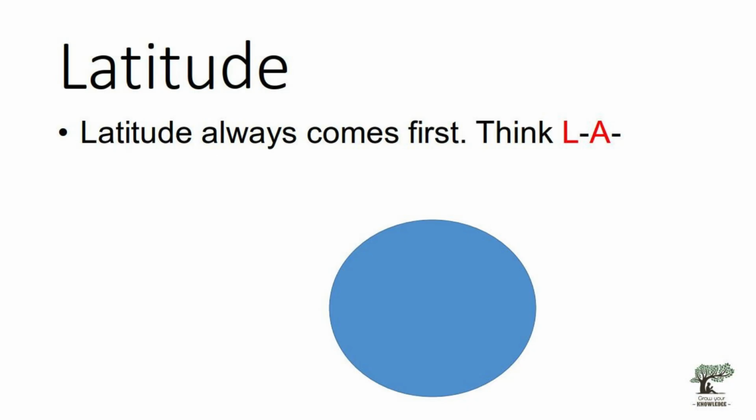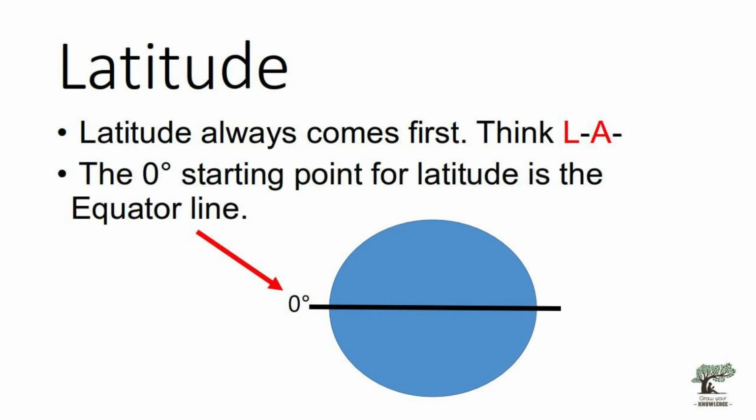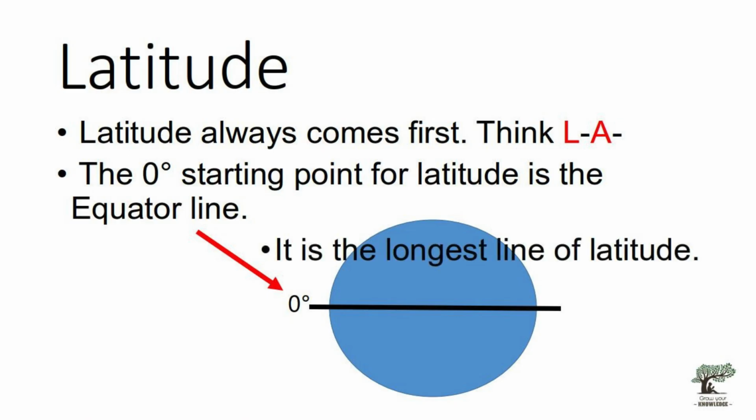Latitude will always come first. Think of the first 2 letters, L-A. The 0 degree starting point for latitude is the equator line in the middle of our sphere. That's where we start, 0 degrees. Your 0 degree equator line is also the longest line of latitude there is.